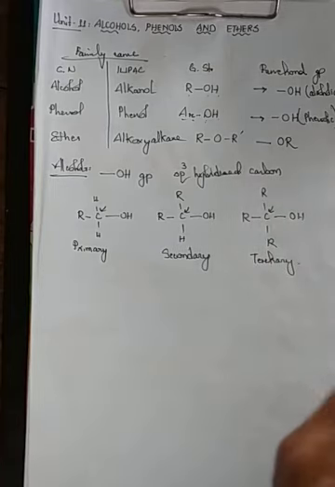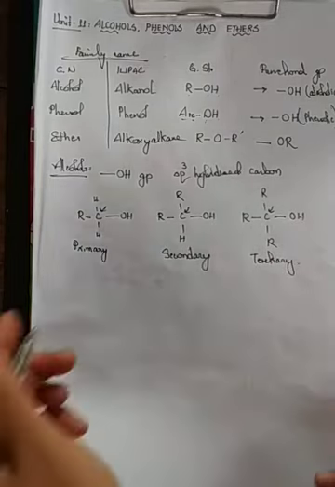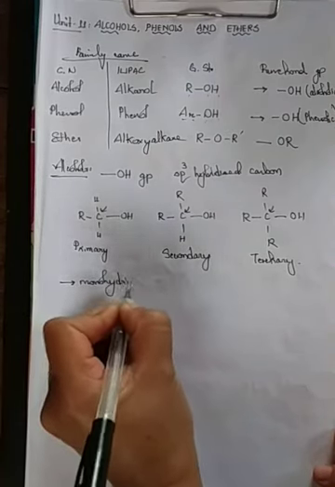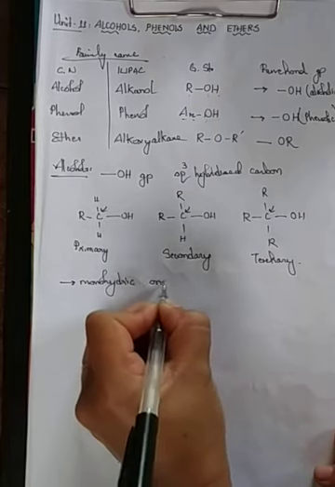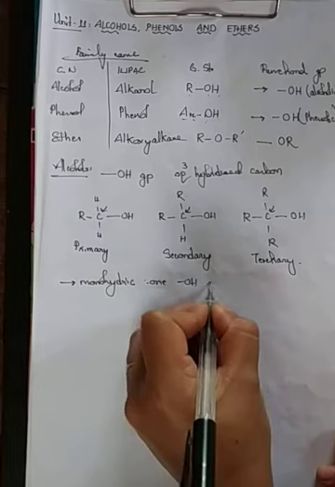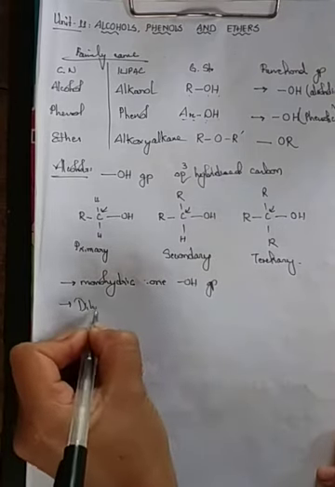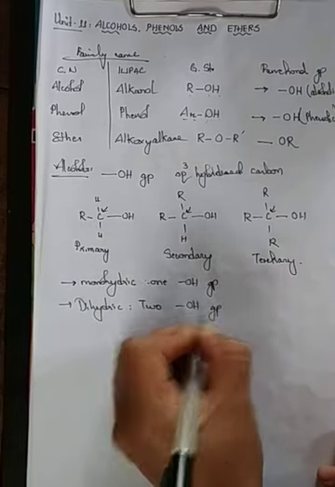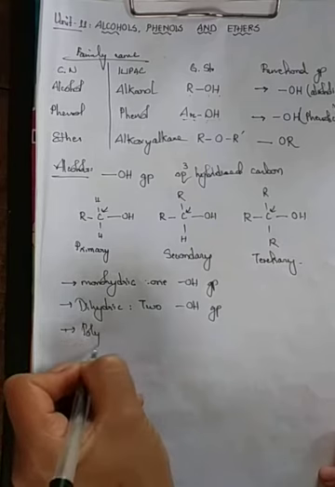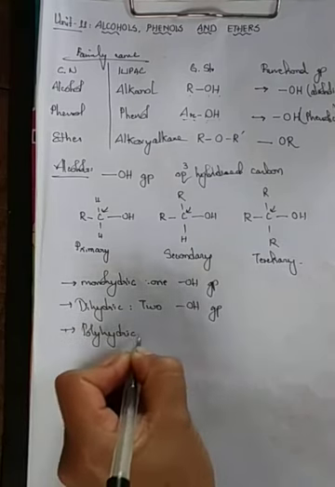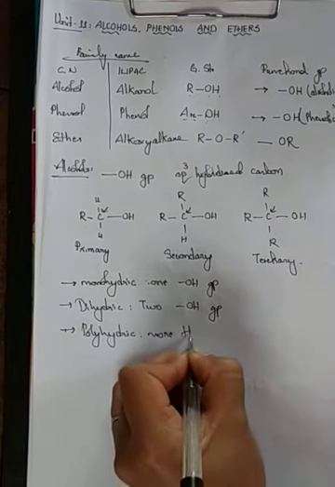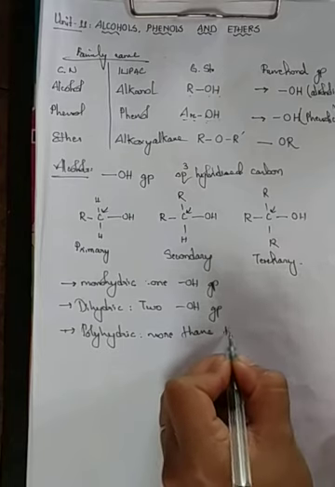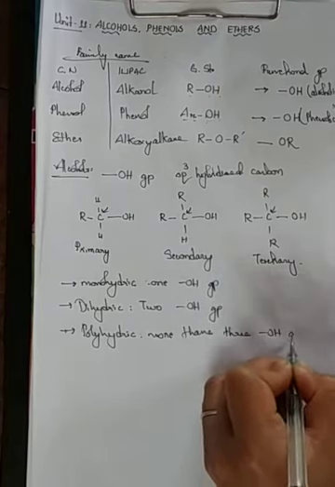Now, on another basis of classification, our alcohols may be classified as monohydric, that is containing one OH group, dihydric, having two OH groups, and then the third one is polyhydric, that is three or more than three OH groups.